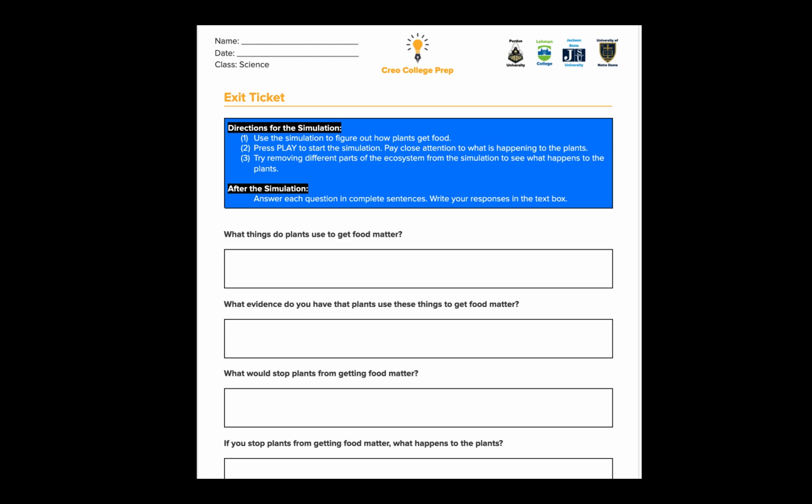All things are made up of matter. Matter is just another word that the curriculum sometimes throws in, and it can make it a little bit confusing, but don't let it confuse you. Next question. What evidence do you have that plants use these things to get food matter? You're going to tell me about what you see in the simulation that gave you the response to number 1. Then number 3, what would stop plants from getting food matter? And then the last one, if you stop plants from getting food matter, what happens to the plants?